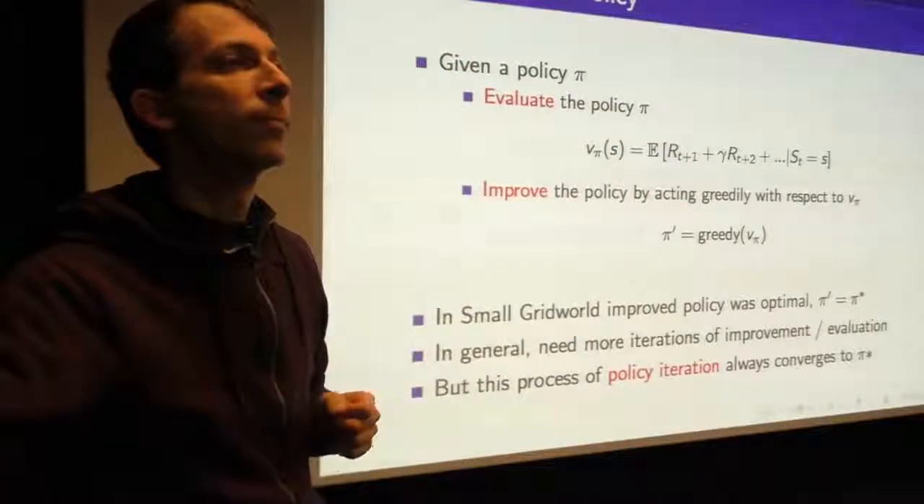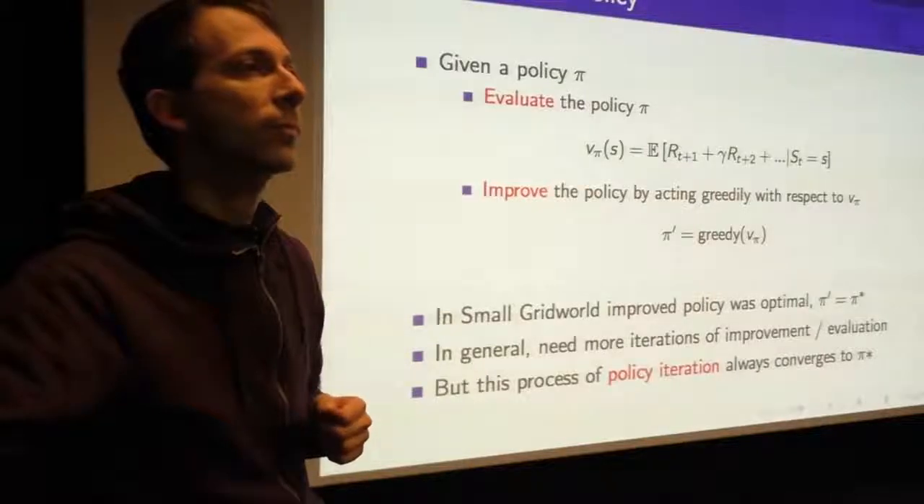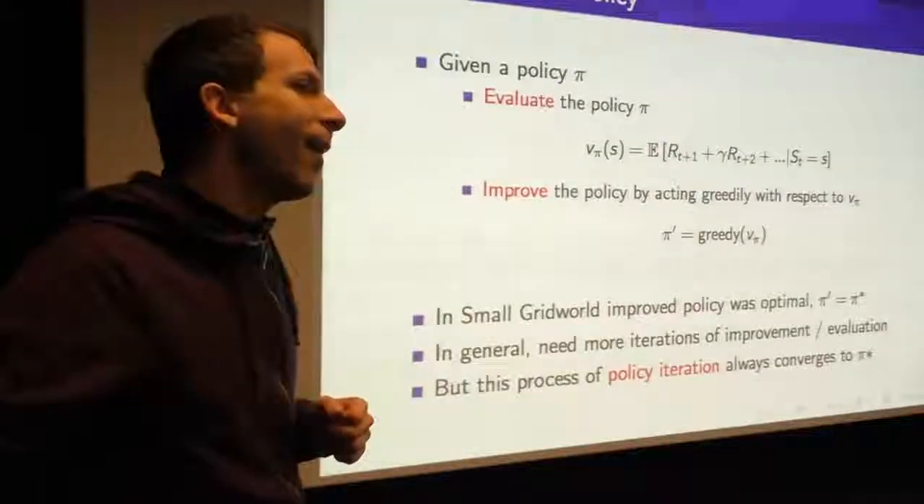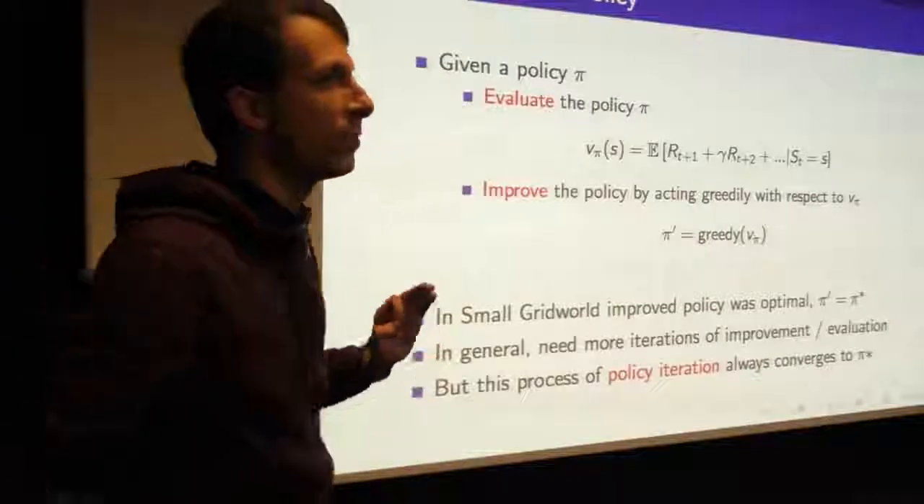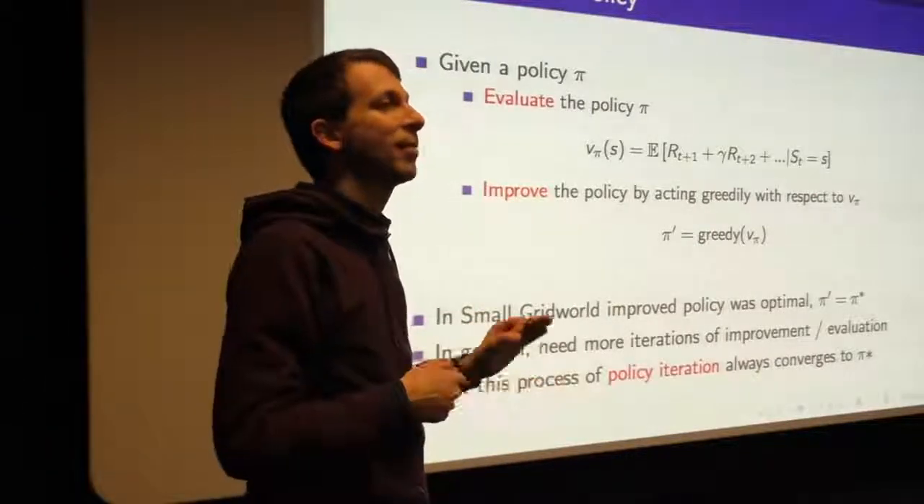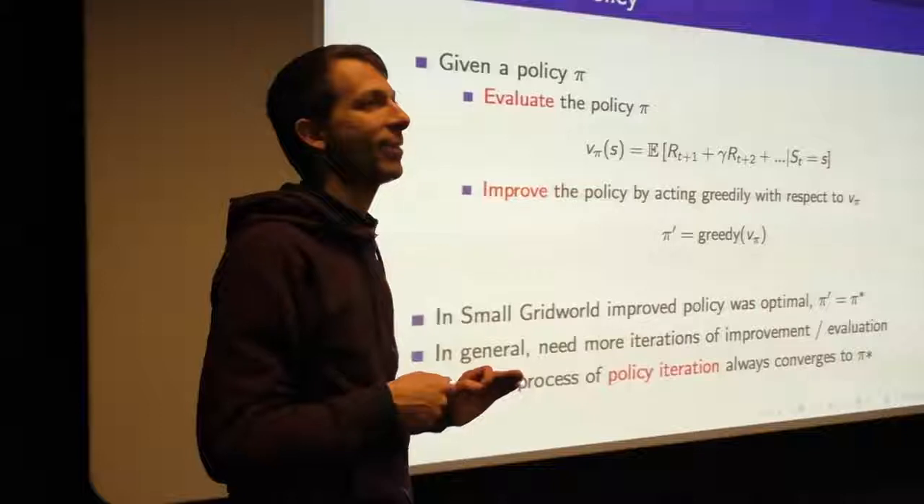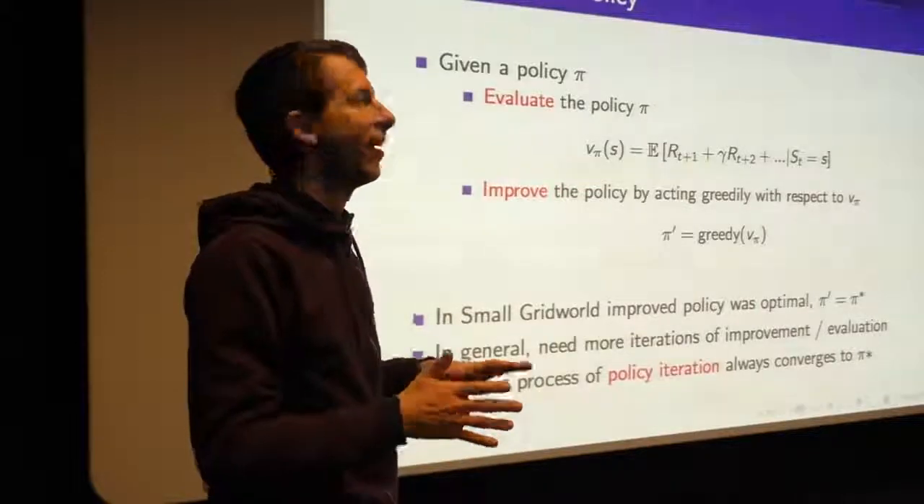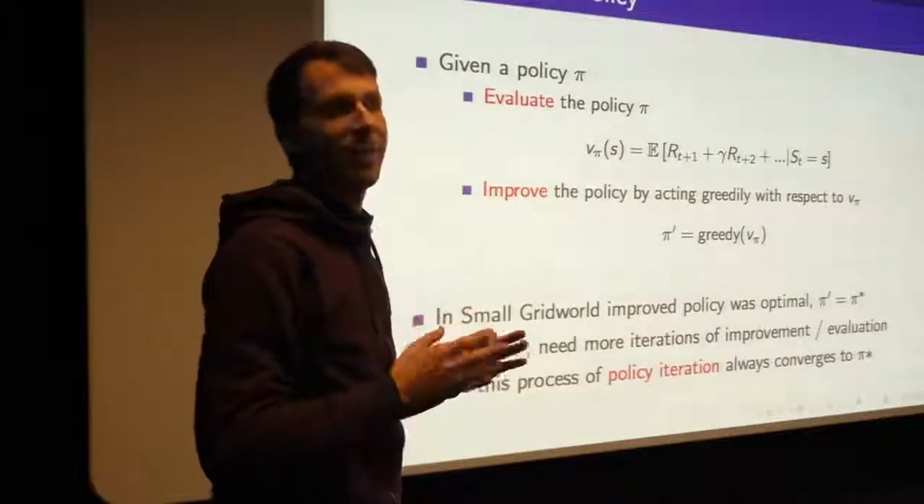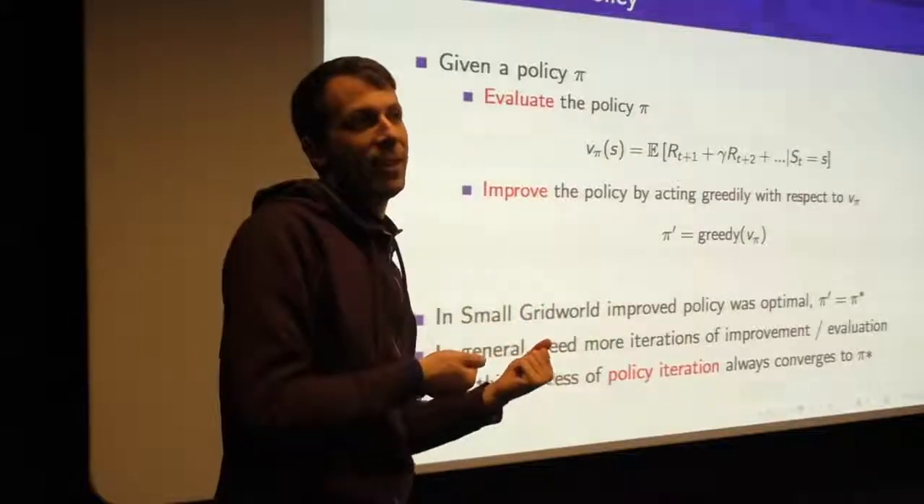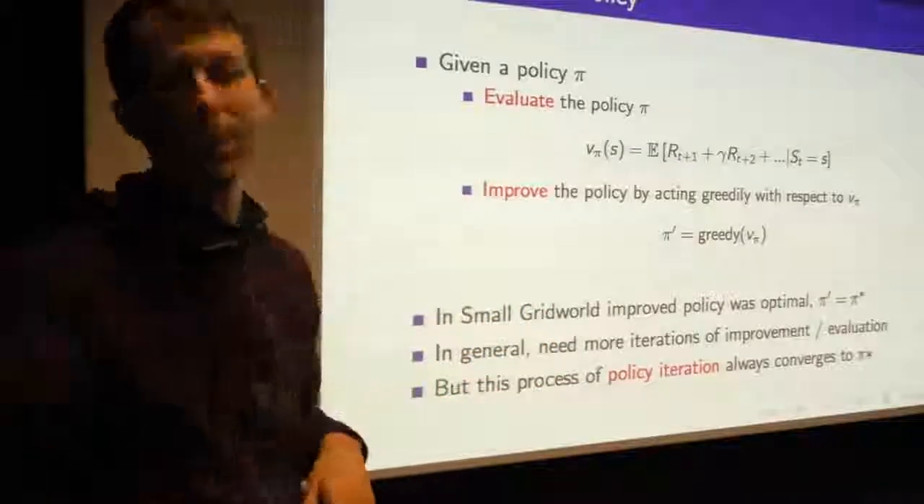Is the idea similar to EM? There is a relationship between policy iteration and expectation maximization that's a little bit subtle and has been explored in recent papers. It's not an explicit equivalence, but there's a relationship.